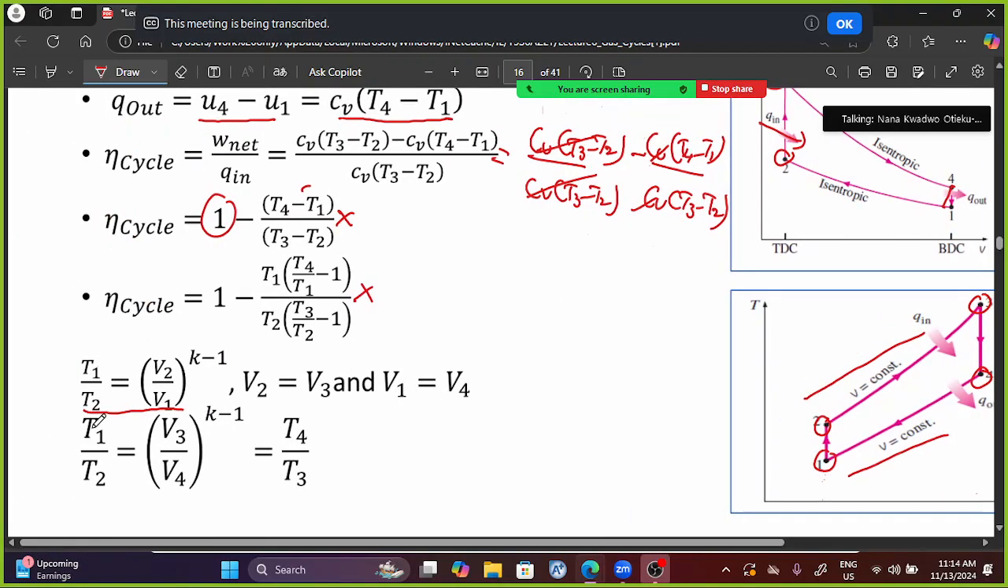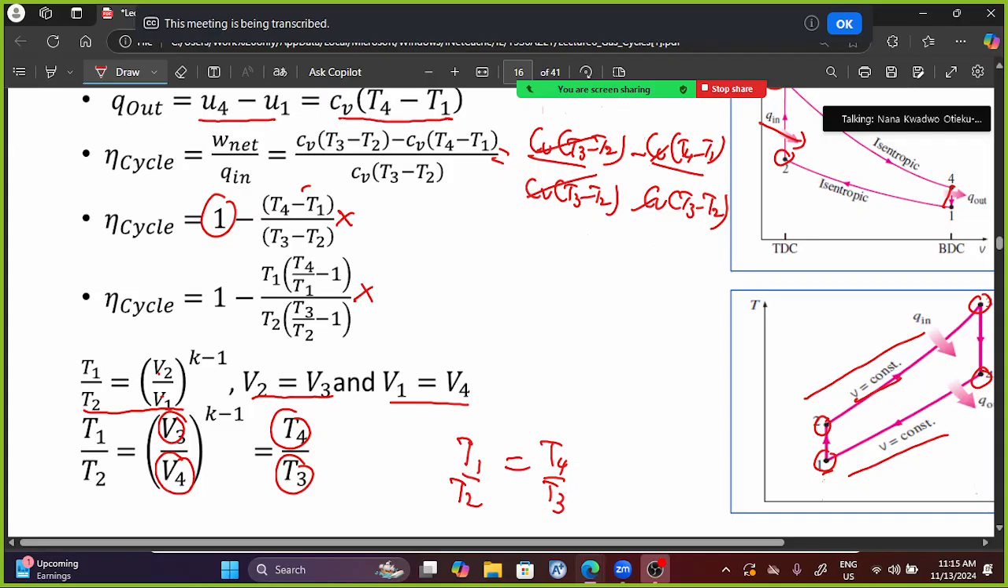Right, so T1 over T2 we said would be V2 over V1 to the power k minus 1. But we also know that the volume is constant from V2 to V3. So you can see that there is a constant volume between V2 and V3. So it means V2 is equal to V3. And the same applies for 1 and 4. So V1 is equal to V4. So I can replace V2 here with V3 and V1 here with V4. And I can also relate that to T4 over T3. So it means that T1 over T2 is equal to T4 over T3.